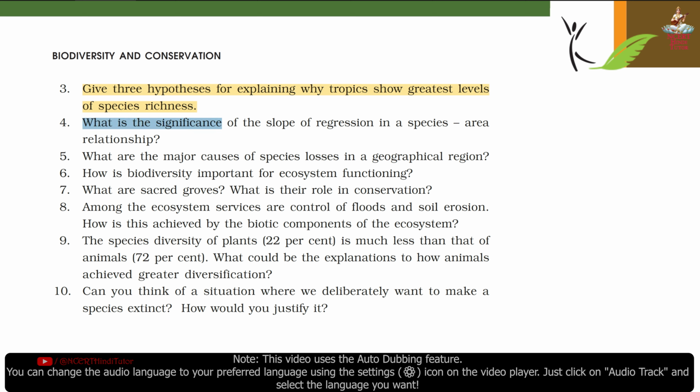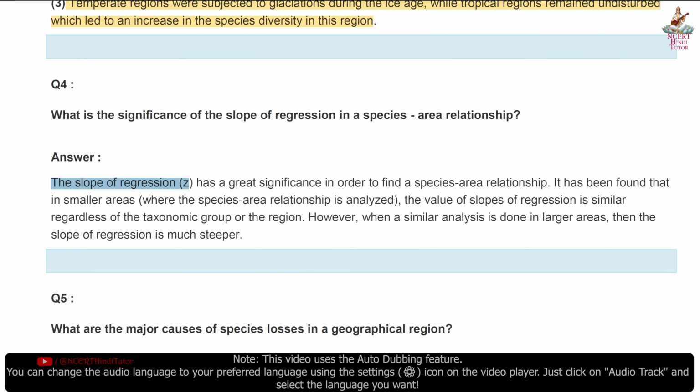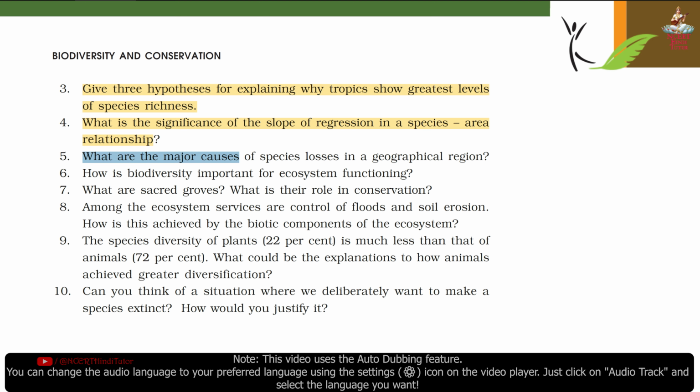Question 4. What is the significance of the slope of regression in a species area relationship? Answer. The slope of regression, Z, has a great significance in order to find a species area relationship. It has been found that in smaller areas where the species area relationship is analyzed, the value of slopes of regression is similar regardless of the taxonomic group or the region. However, when a similar analysis is done in larger areas, then the slope of regression is much steeper. Question 5. What are the major causes of species losses in a geographical region?